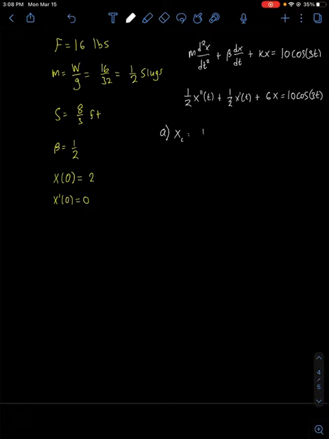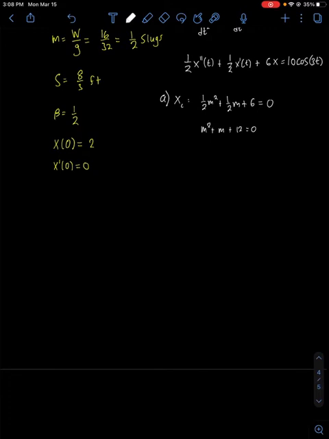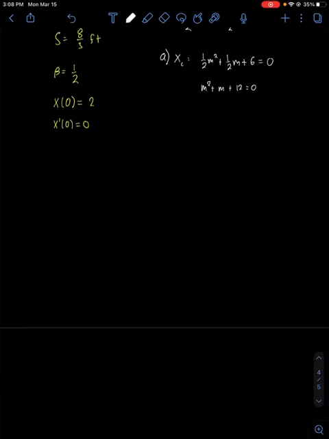The auxiliary equation is going to be 1/2 m squared plus 1/2 m plus 6 equals 0. Now let's multiply through by 2 to make it easier to work with. m squared plus m plus 12 equals 0. Now we can solve this using the quadratic formula or the Po-Shen Lo method. I prefer the Po-Shen Lo method because it's easier to use.